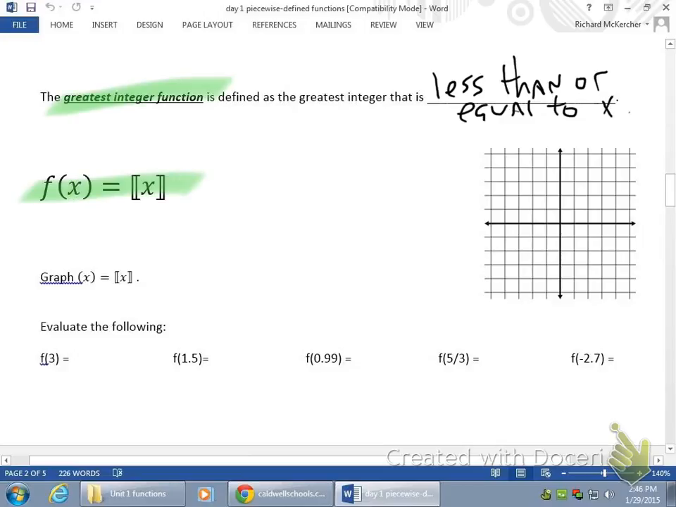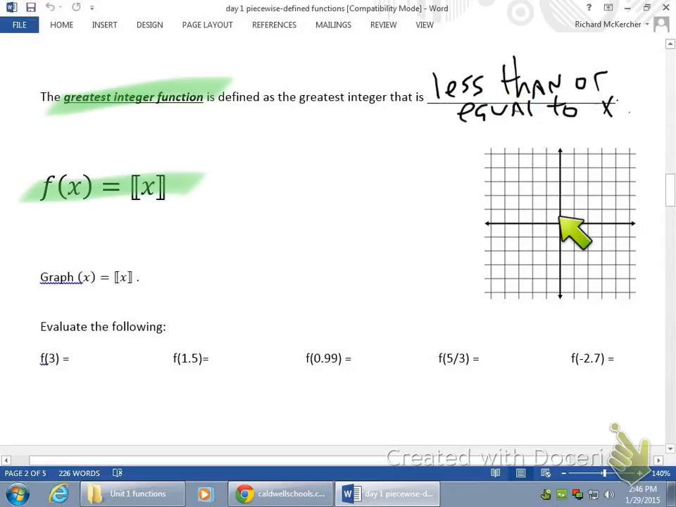Okay, the greatest integer function is a special little function that looks like this. It's also a step function. Okay, and it's got these funky looking brackets on it, and that's what we're going to use. It's defined as the greatest possible integer that is less than or equal to whatever number x you're looking at.